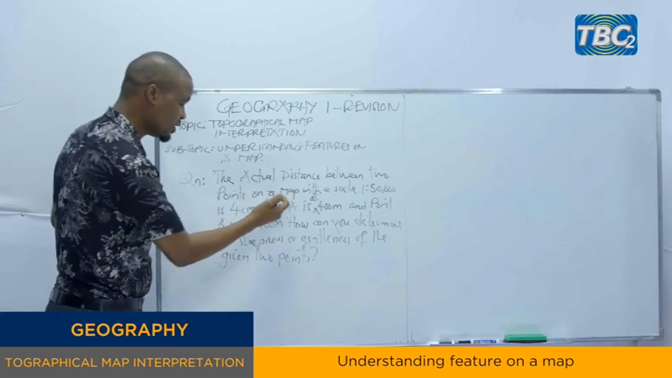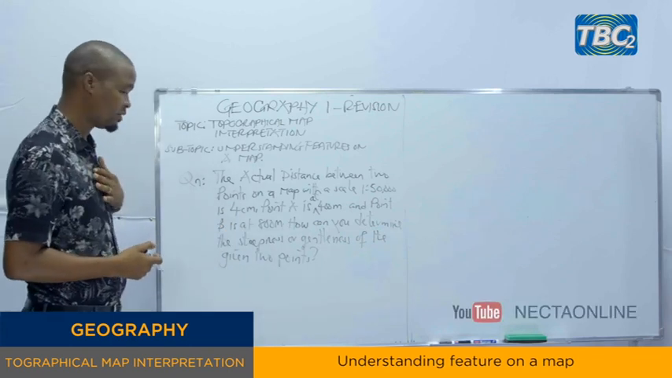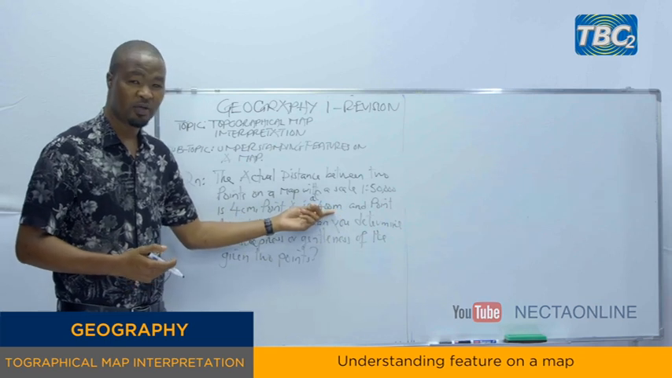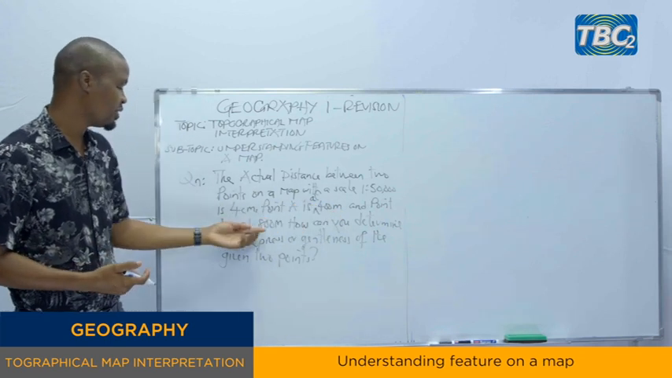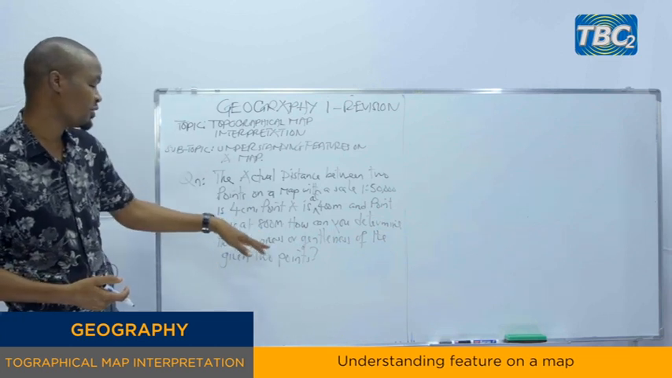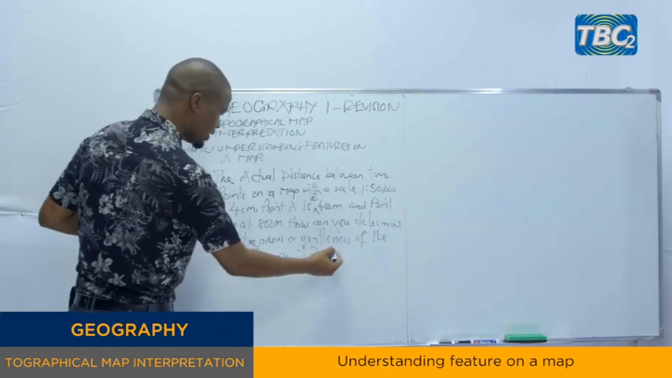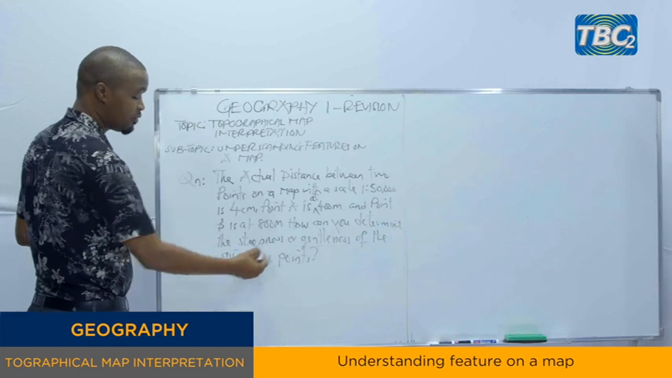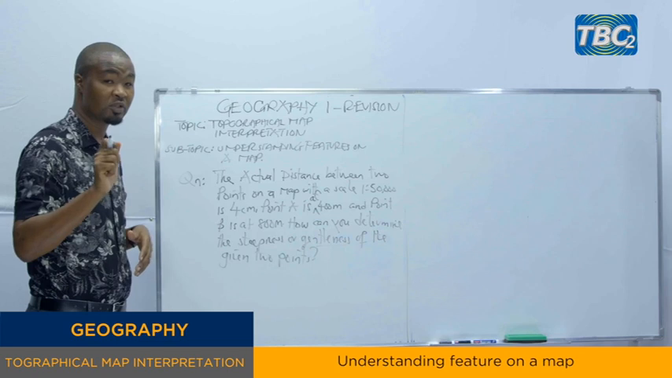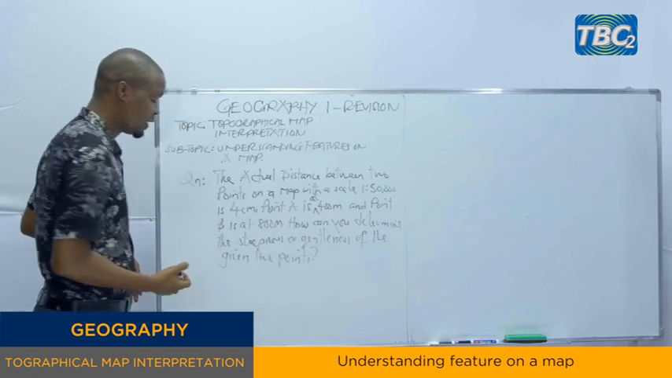Then they said point A is at 400 meters and point B is at 800 meters. It means the altitude of point A is at this altitude or height, and point B is at this altitude or height. How can you determine the steepness or gentleness of the given 2 points? It means right now the question needs us to explain or to calculate what we call the gradient, see? Because gradient or slope is what we call the steepness or the gentleness between the 2 points.